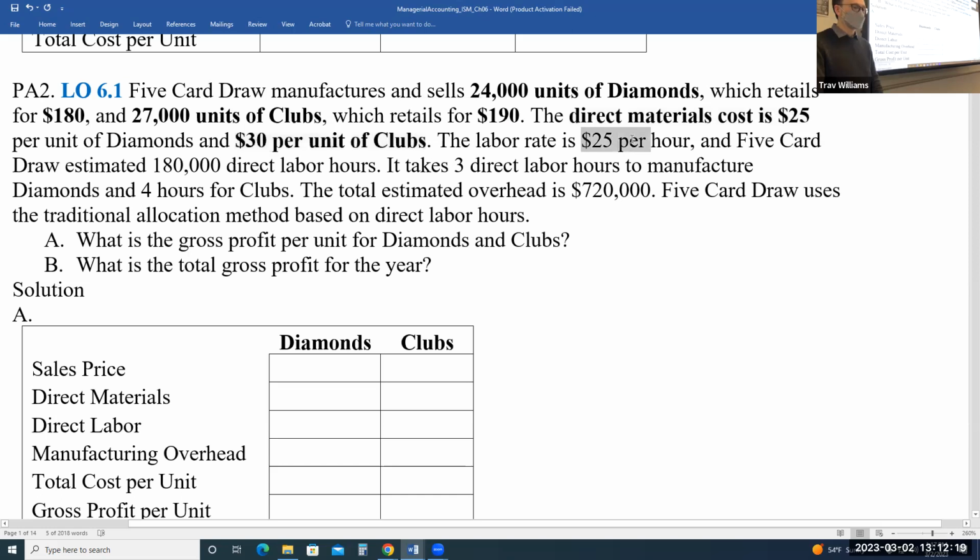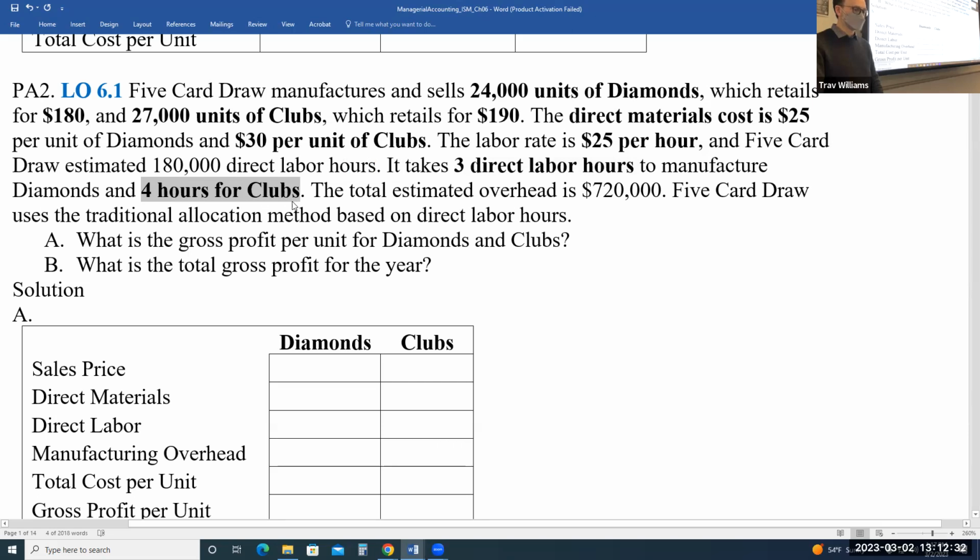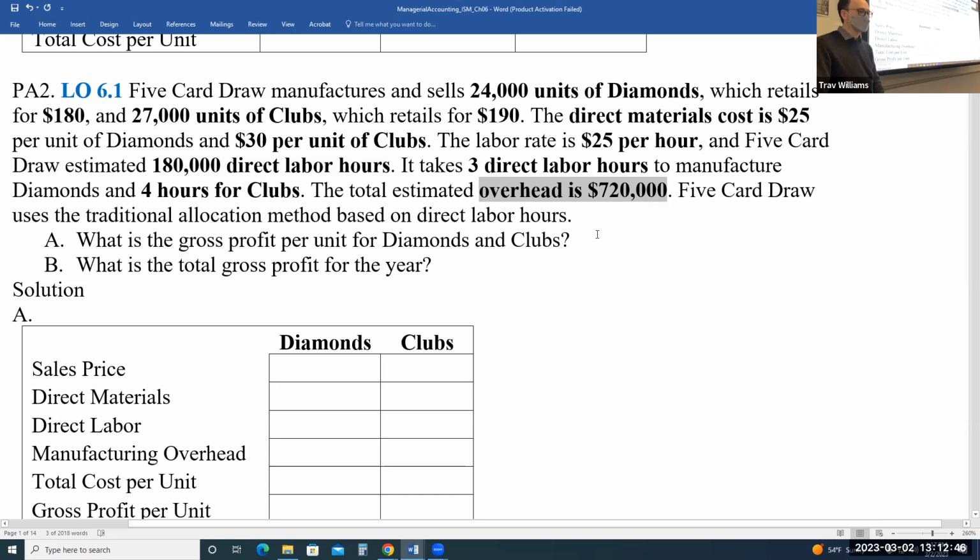The labor rate is $25 per hour. That applies to both products. However, Diamond takes 3 direct labor hours, and Clubs takes 4 direct labor hours. We also have an estimated 180,000 total direct labor hours. We have an estimated overhead, and overhead is based on direct labor hours. Okay, so they gave us a lot of information here to work with. What is the gross profit per unit for Diamonds and Clubs?